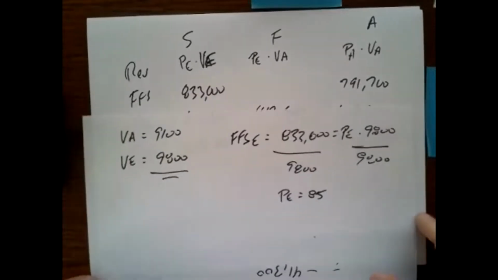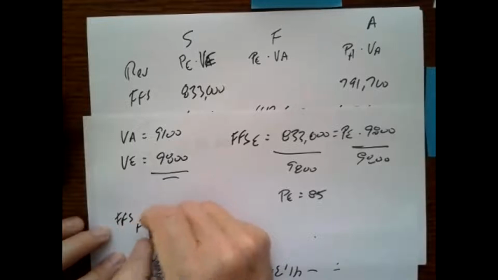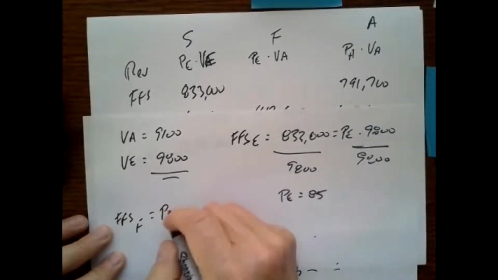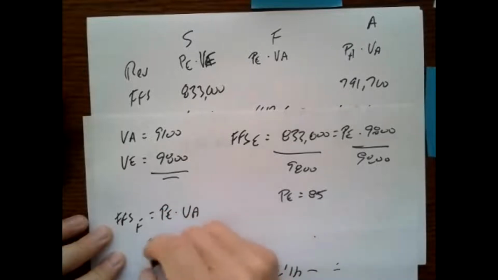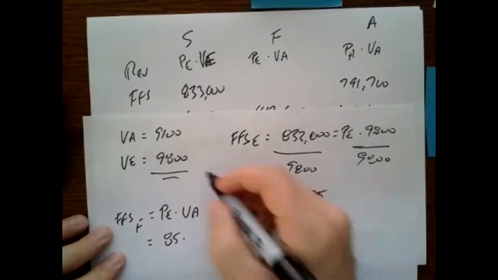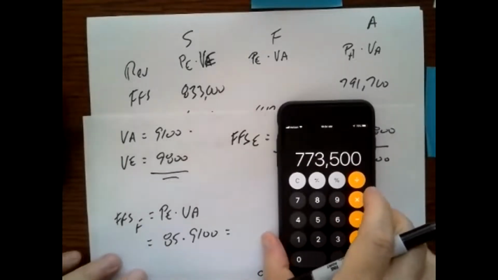So the fee-for-service flex then is the expected price times the actual volume. So the expected price is 85. The actual volume is 9,100. So 85 times 9,100 gives us 773,500.